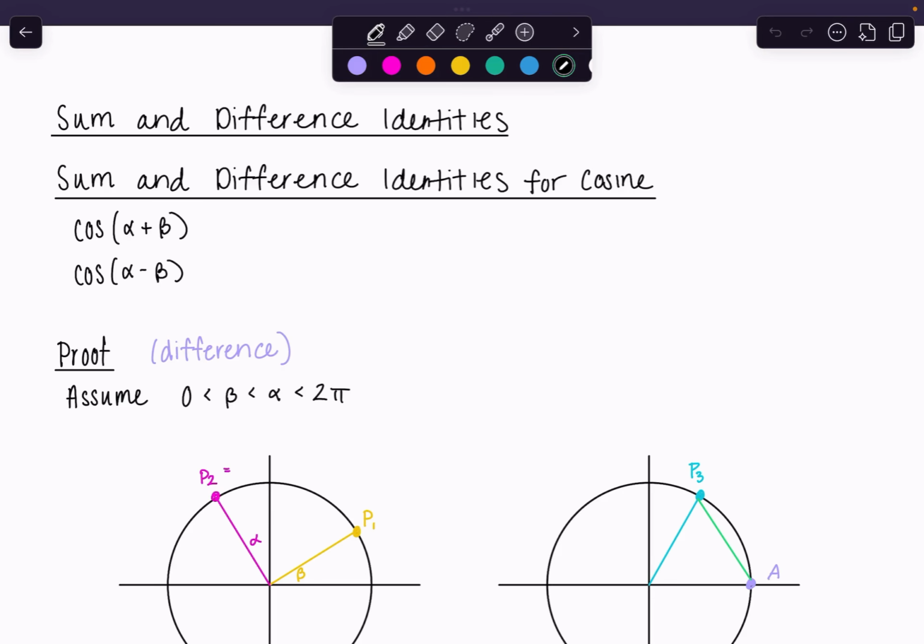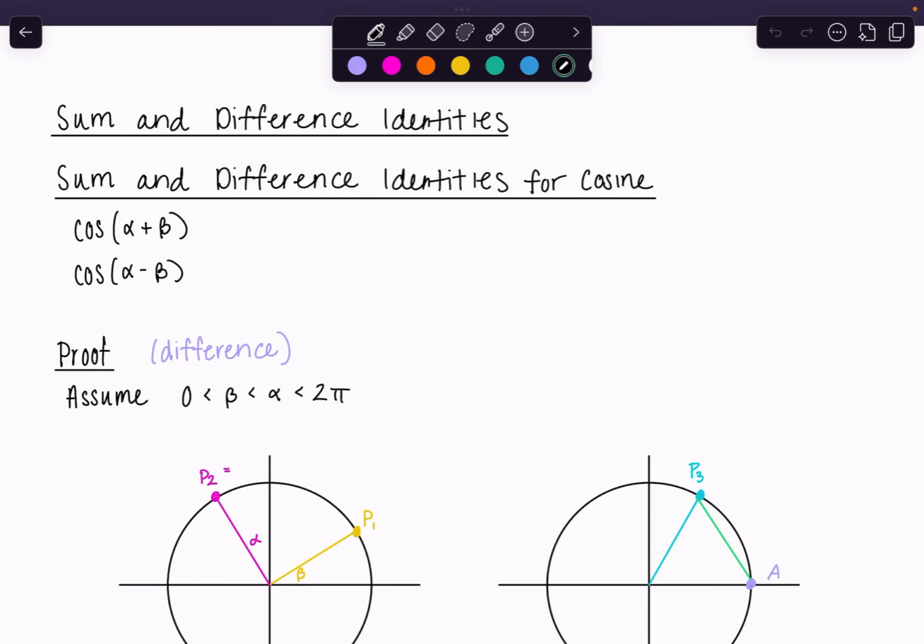So what's going to happen here is if I'm adding maybe two special angles, I don't know how to evaluate necessarily the sum of that angle. Like if I take 60 degrees plus 45, that's 105. I don't know what cosine of 105 degrees is. However, if I can break it down into cosine of 60 and cosine of 45, I do know how to evaluate those. So this is going to help us find the exact value for more special angles.